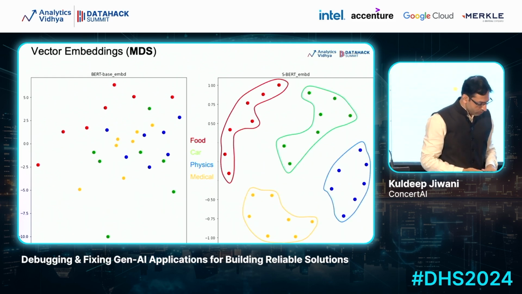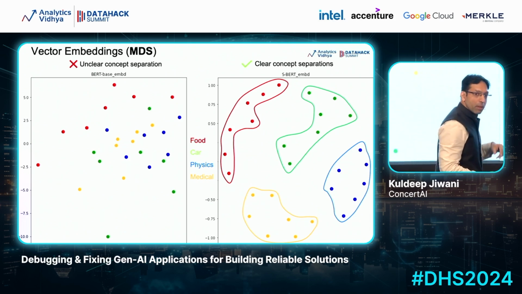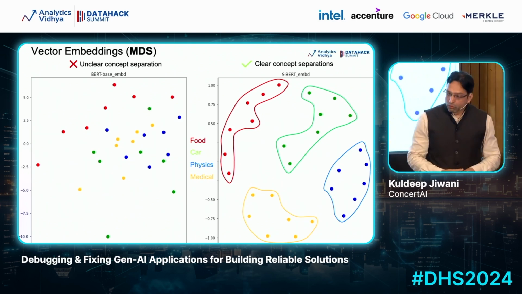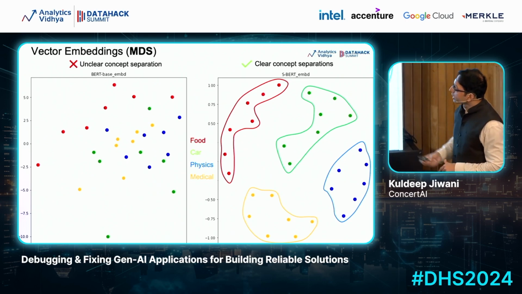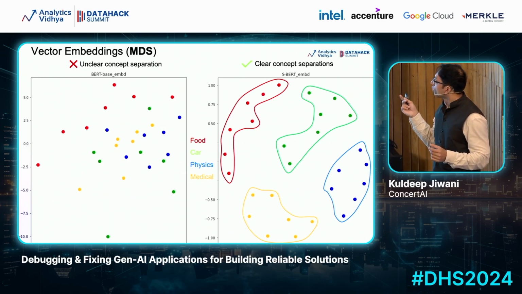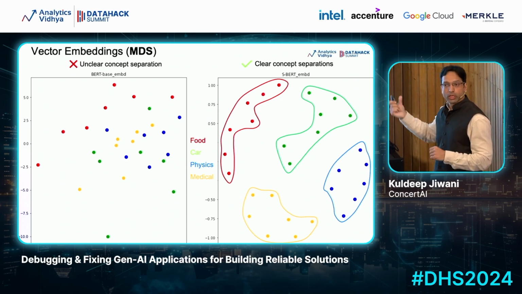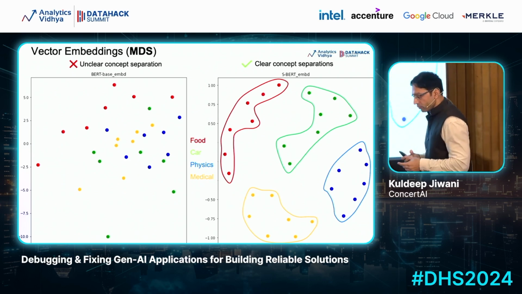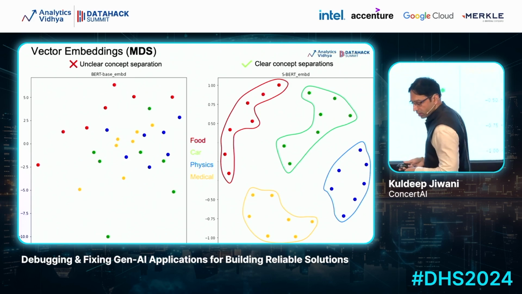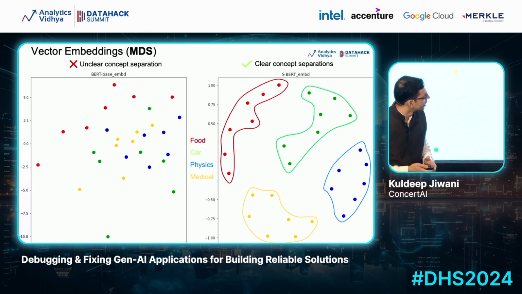So again, with these embeddings, you can see what is good for your domain, which categories are getting different. The left one doesn't have a clear concept separation, but the right has that. So you want a model like that for your own domain, which can differentiate your categories, whichever industry you work in. I would say you can plot them and look at these metrics to see.